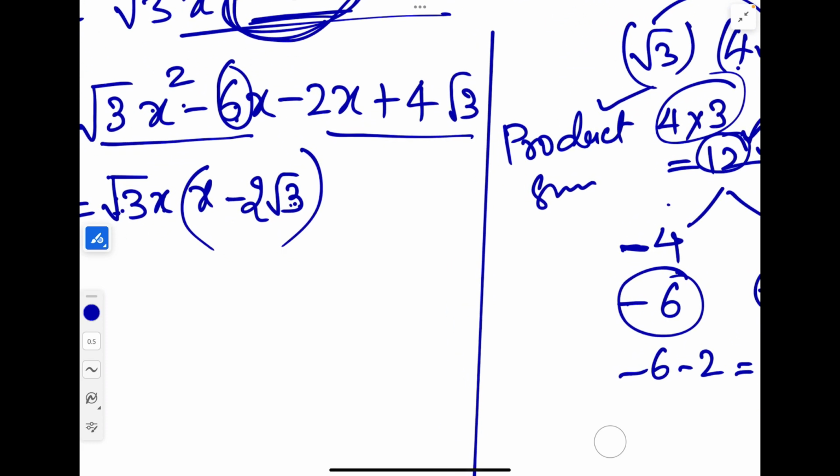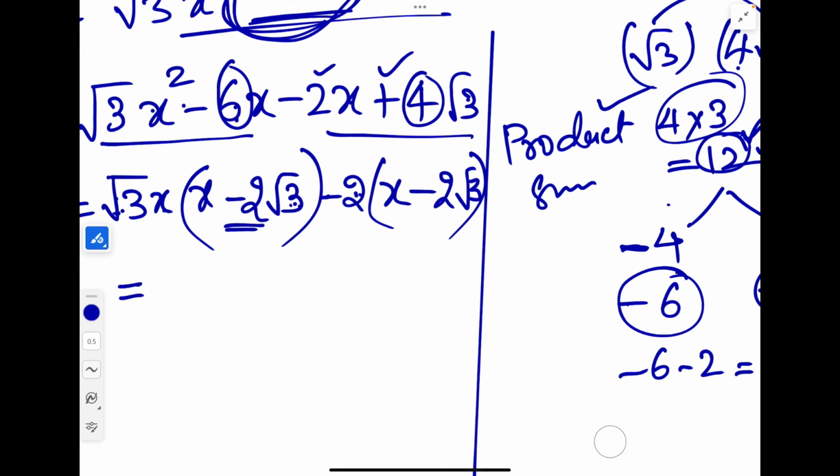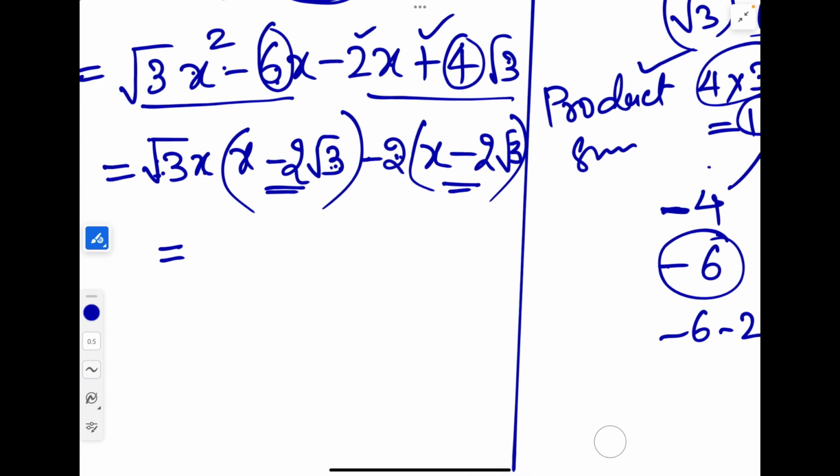Same thing here, you take minus 2 common. Okay, and what is left? X. Now minus into minus will give me this plus. Okay, now root 3 copy it as it is. Now 2 times how much gives 4? 2 times 2. So whenever you are using splitting the middle term, make sure this comes out correct, otherwise somewhere you would have made a mistake.